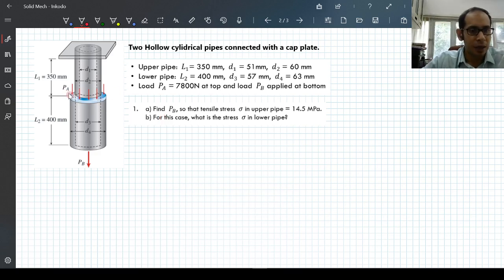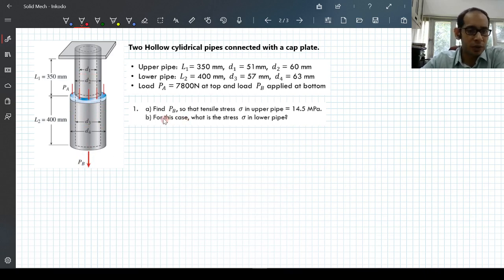Again, to reiterate, if you're just pulling with this force PA over here, only this pipe gets stressed, this pipe undergoes no stress because this pipe simply moves down, because this pipe undergoes some amount of stretching. Whereas when you are applying this force PB, since this is a continuous system, this pipe gets stressed as well as the upper pipe gets stressed as well.